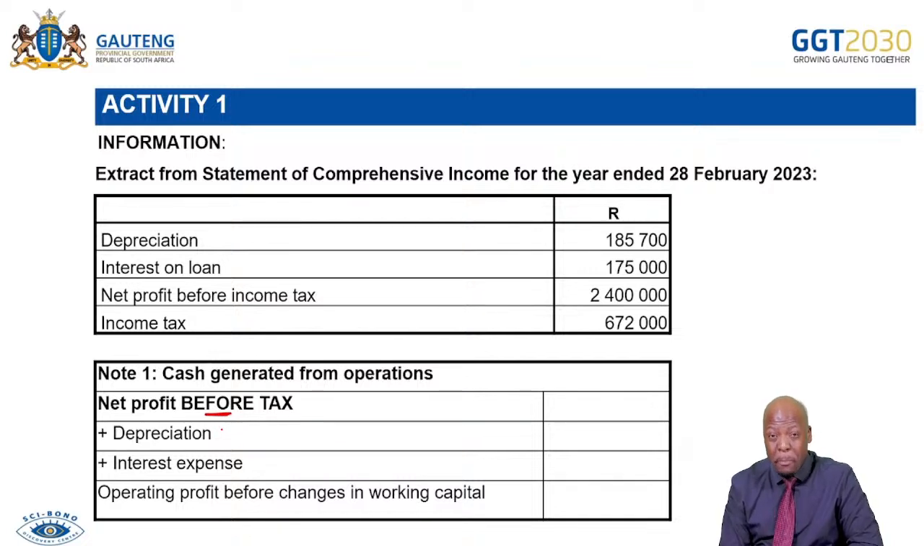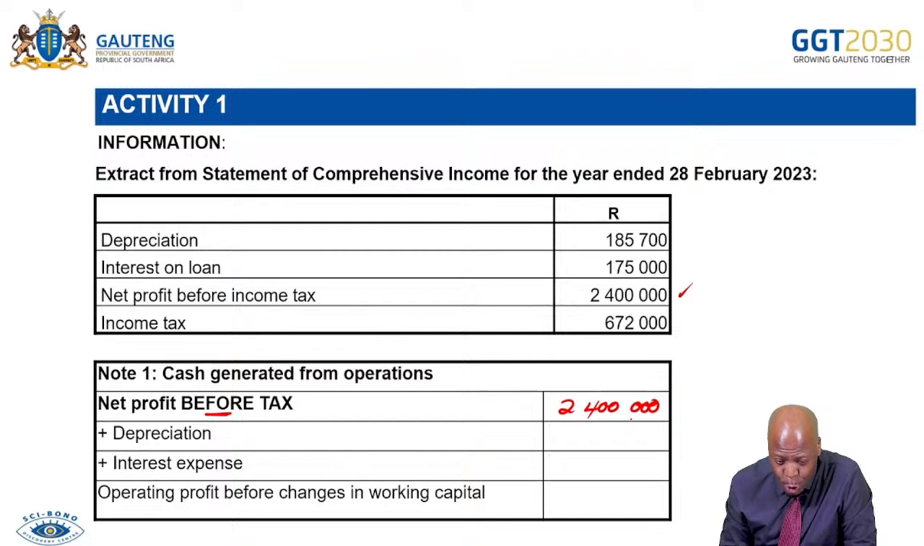Net profit before tax. Now, when we come here, you will see that in our question we are given net profit before income tax, which is 2.4 million. So here we don't have a problem. We're just going to take that 2.4 million, then we come here, net profit before tax, 2.4 million, like that. All right. I hope you're writing together with me. So what I've done, I have taken my net profit before tax here, which is my 2.4 million. And then you can see already here, I'm guiding you.